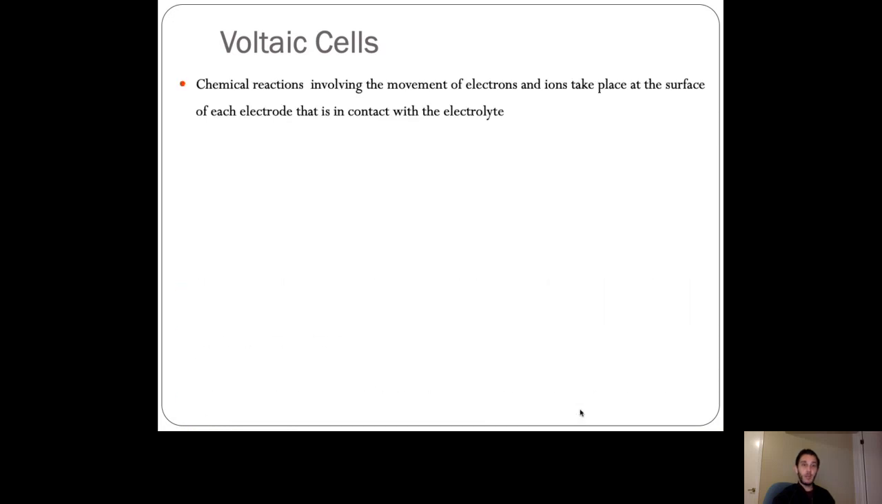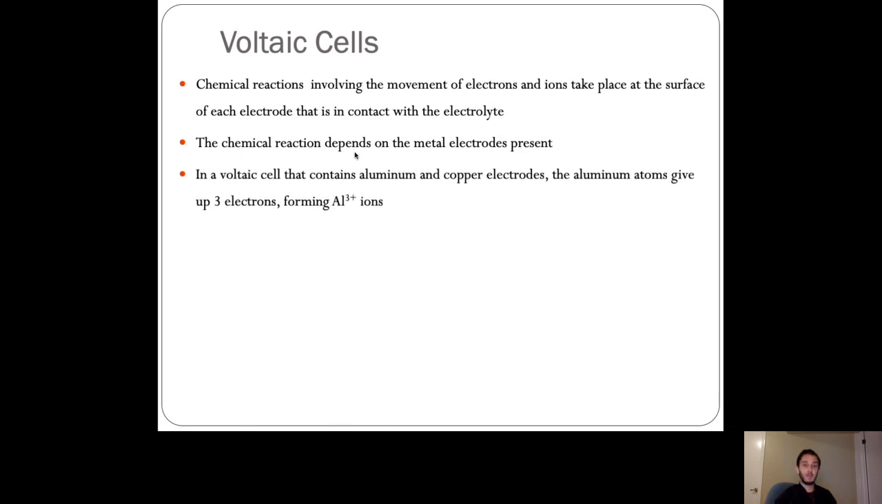Okay, so voltaic cells depend on a specific type of chemical reaction. This reaction involves the movement of electrons and ions that take place at the surface of each of those metal electrodes that's in contact with the electrolyte, okay? So the chemical reaction depends on which metals you pick. You can't just pick two random metals. You have to be specific about the metals that you pick, okay? But they must be different metals.